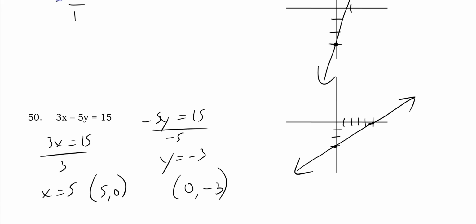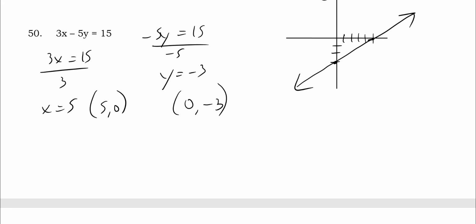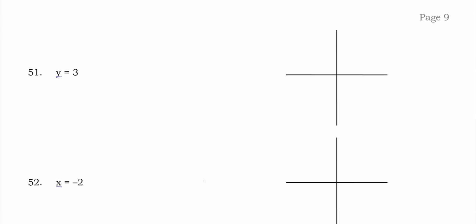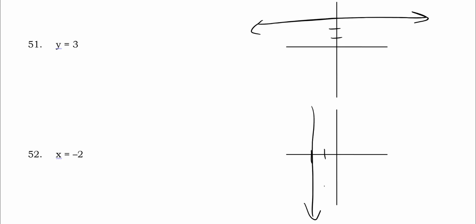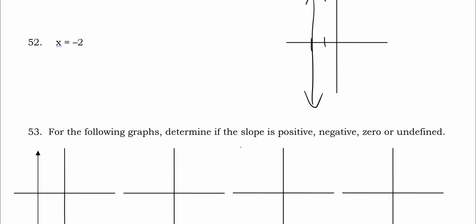Okay, not bad. Okay, we're halfway done here. Man, you guys should be able to graph these so easily. y equals 3. It's a horizontal line, man. Boom. x equals negative 2. Vertical line. Boom. Remember, I call these BAM problems. They're fast. Okay, you should know how to do that.